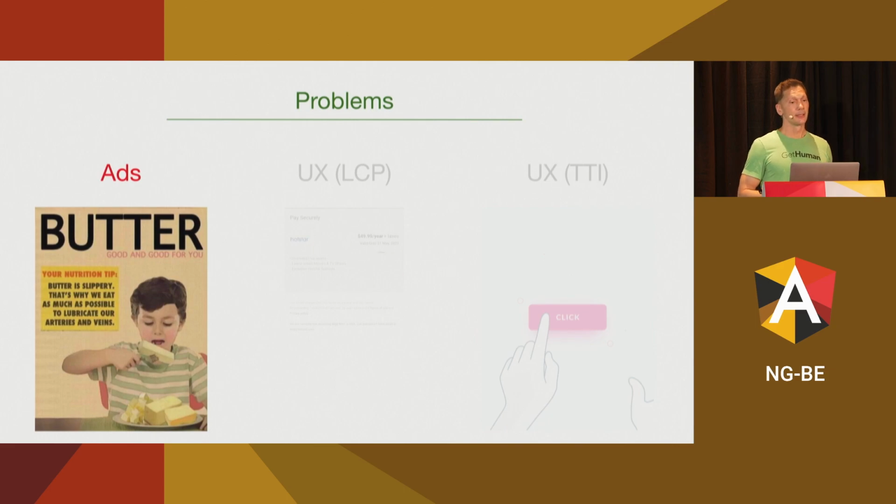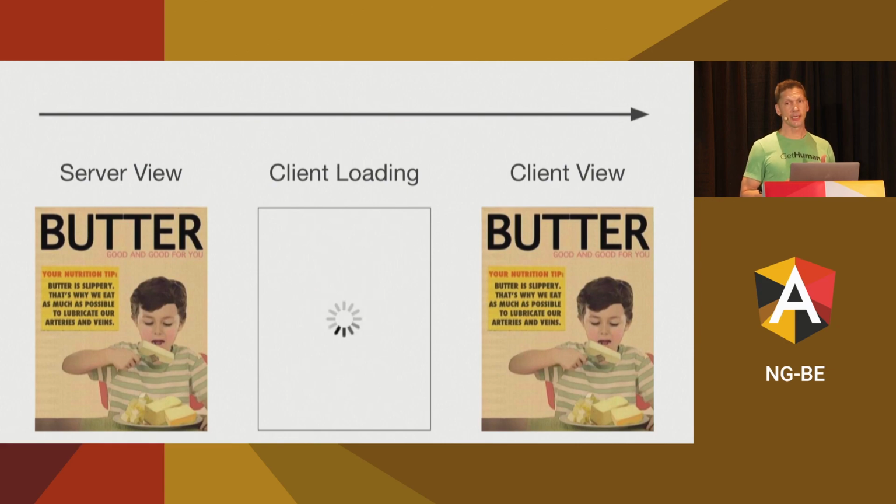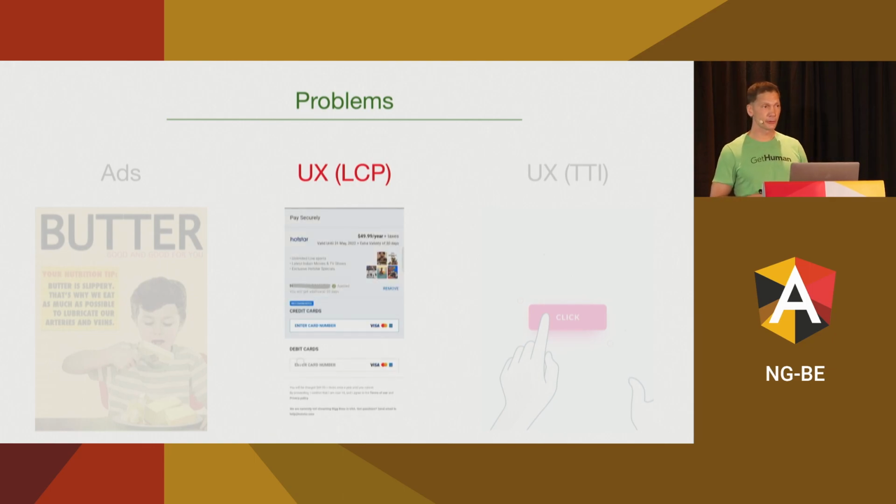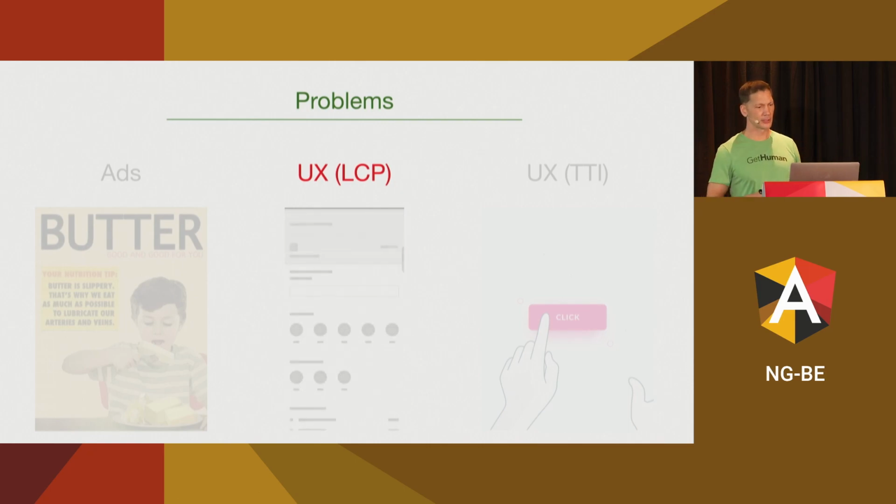So with ads, the issue is that when the client destroys the server view, it creates a major issue with most ad networks. They frown on this because they don't want client-side JavaScript to do anything with a rendered ad. So you can sometimes get banned for this, or at the very least, it adversely affects your revenue. The other two problems are user experience related and can adversely affect your page rank, which affects SEO, poor user experience, et cetera. So I picked out the two biggest ones.